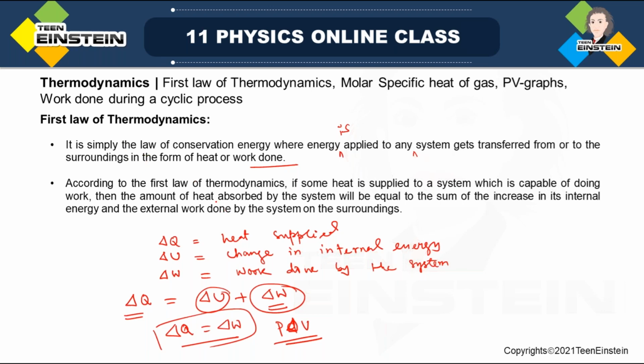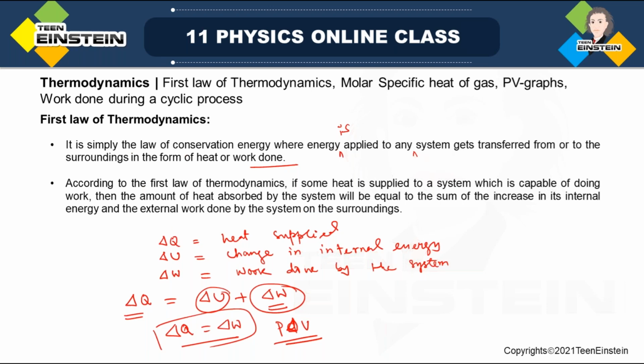Now we'll learn in detail. So what is the statement of the law? The statement of the law is that if some heat is supplied to a system which is capable of doing certain work, then the amount of heat absorbed by the system will be equal to the sum of the increase in its internal energy and external work done by the system on the surroundings. So you can see this mathematical formula, we had already written in the last class.